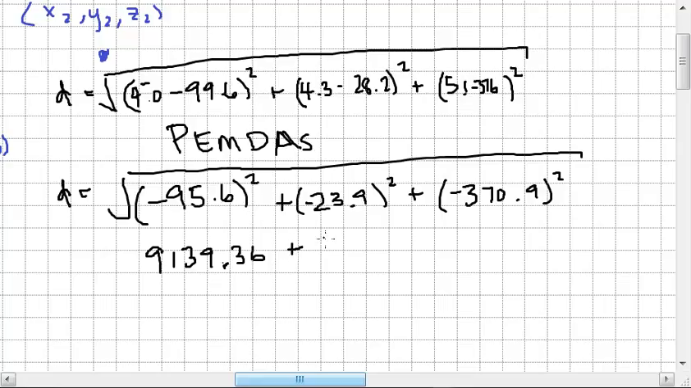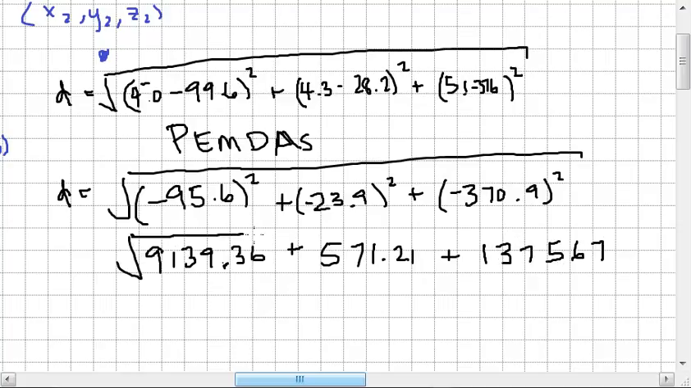Plus 23.9 squared, that's 571.21, plus 370.9 squared, and I got 137,567. Be careful with the numbers that you write down.